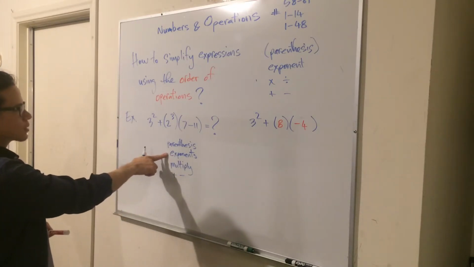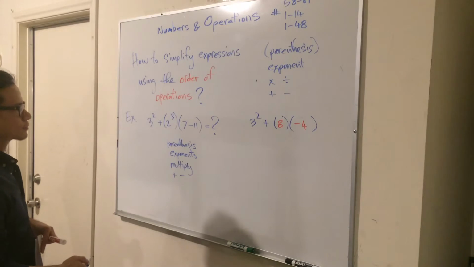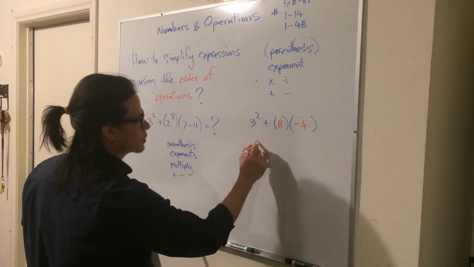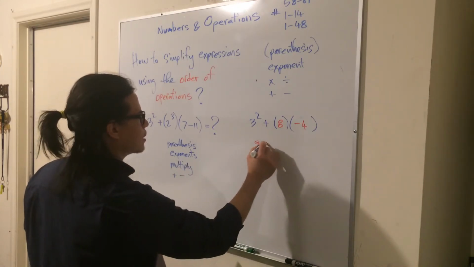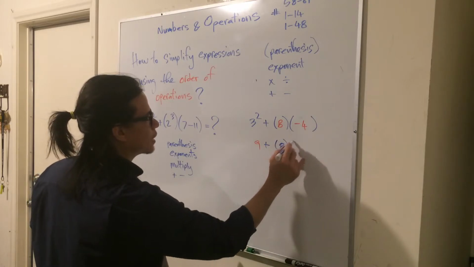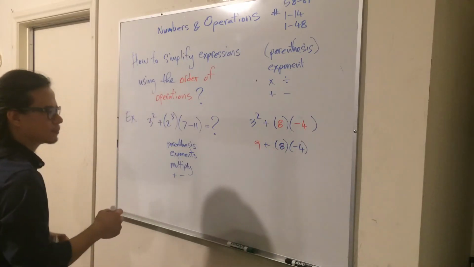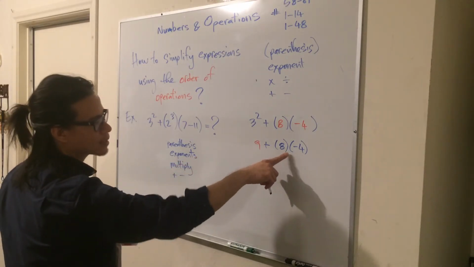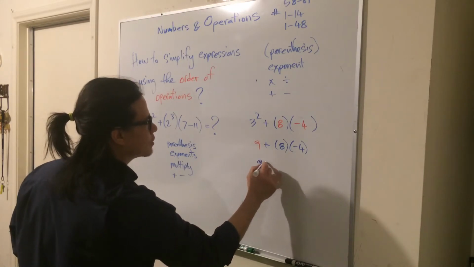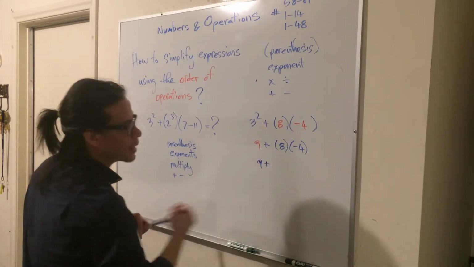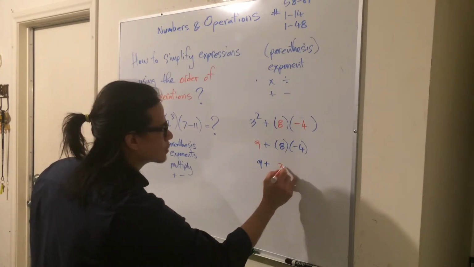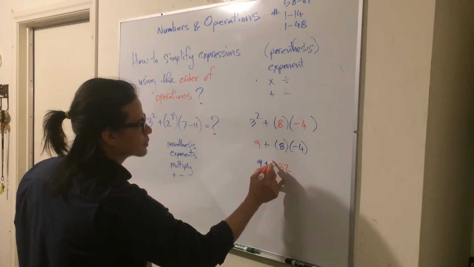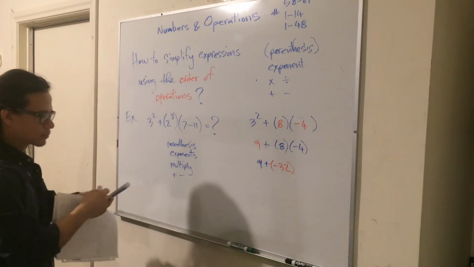Let's check for exponents. 3 to the second power is 3 times 3 is 9, plus 8 times negative 4. Okay, we're going to multiply next. Here it is, 8 times negative 4. So we have 9 plus 8 times 4 is 32. Positive times negative is negative.